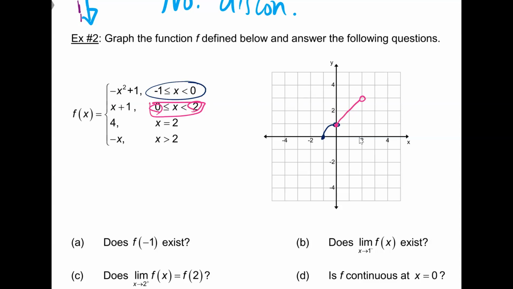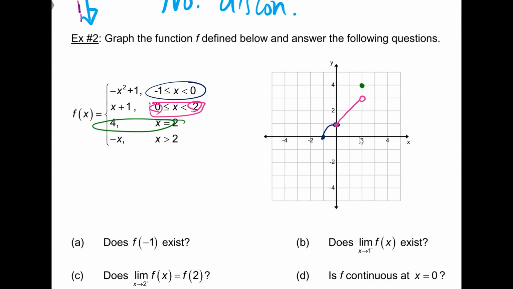I make it a closed circle if it's or equal to, open circle if there's no or equal to sign, and then I connect them. If I have a line, like I do here, it's a straight connection. If I have a parabola like this, I do a little curve with it. All right. And then if x equals 2, my y value is 4. It's just one point, so I make it closed.